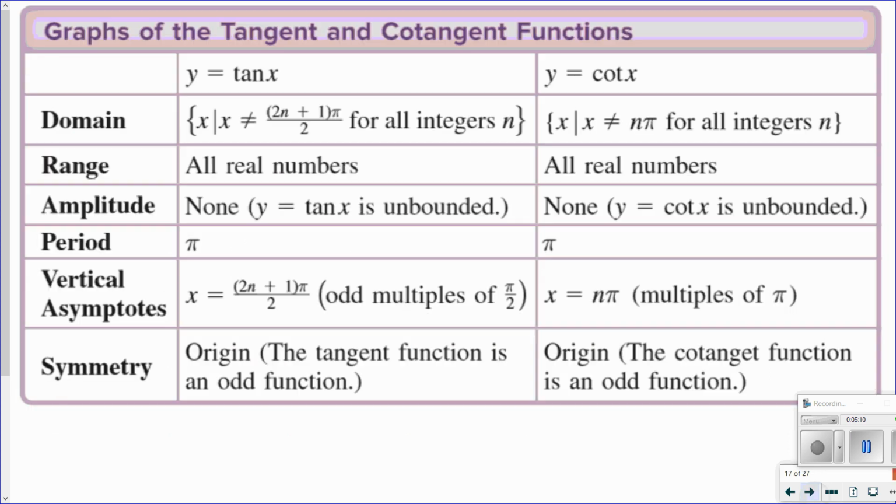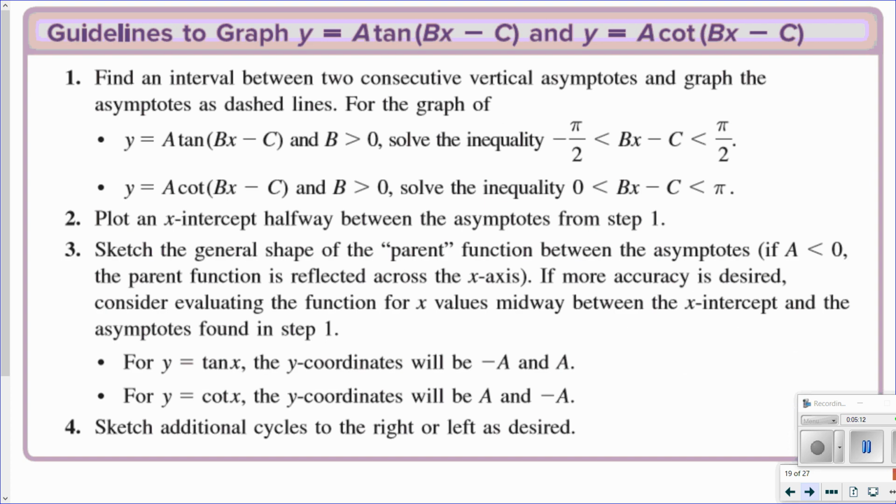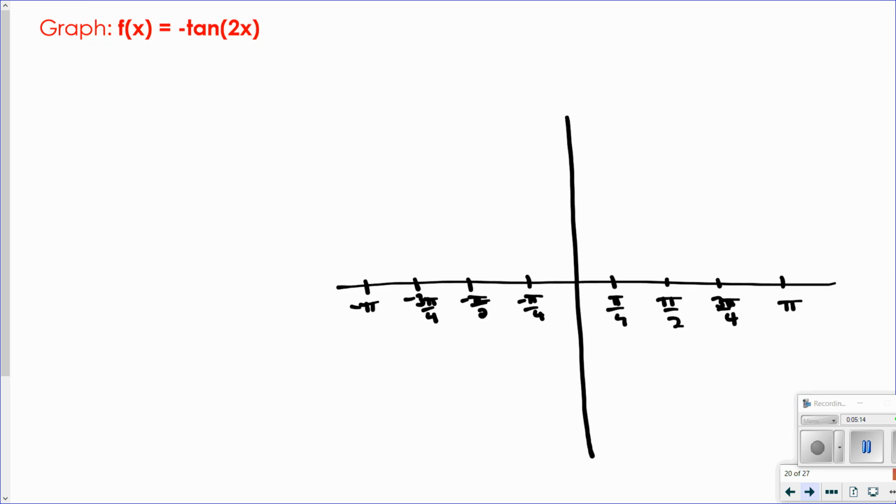Okay. We are going to take a look at 3 examples of transformed functions. So I already have my graph up here, but don't pay attention to that just yet. Let's talk about the function f of x equals negative tangent of 2x.